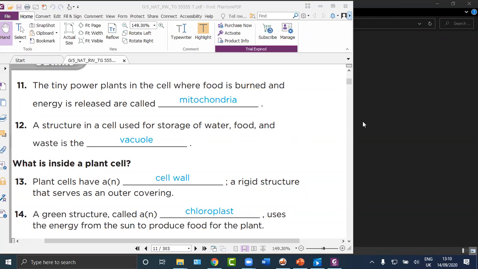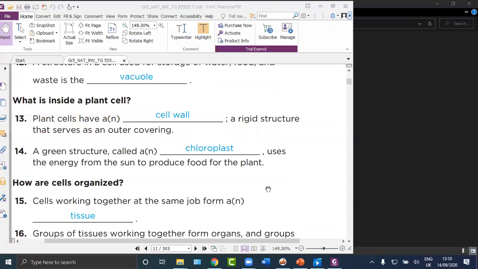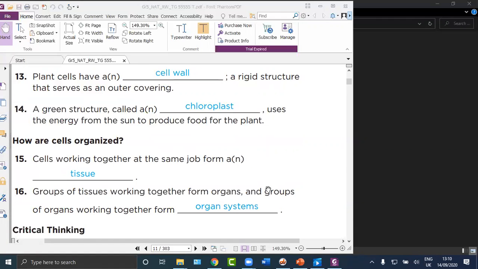Omar Abdullah. Omar, read. Plant cells have a cell wall, a structure that serves as an outer covering. Outer covering, yes. Perfect. Number 14.